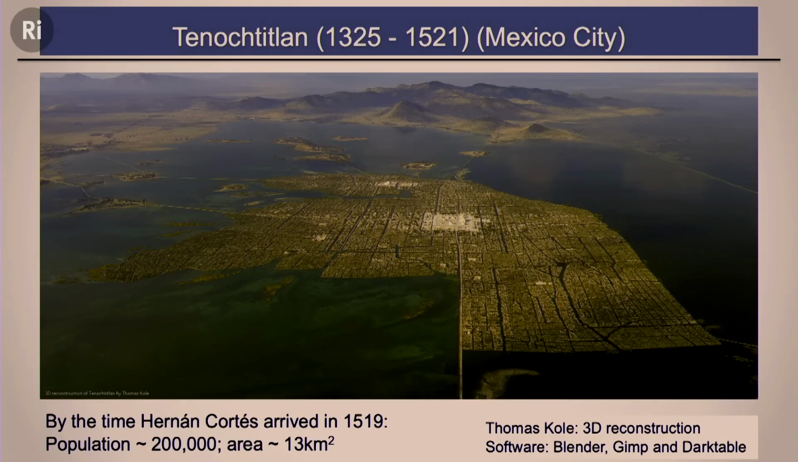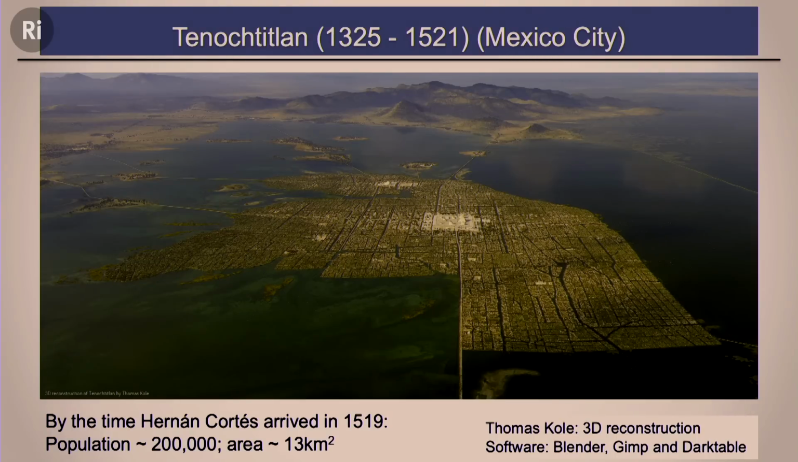Another example is Tenochtitlan. This is the city where I come from, and this is how the city looked before the Spanish arrived and colonized Mexico. It looked like a little Venice, right? And people would go in canoes, moving around and cultivating in this space.